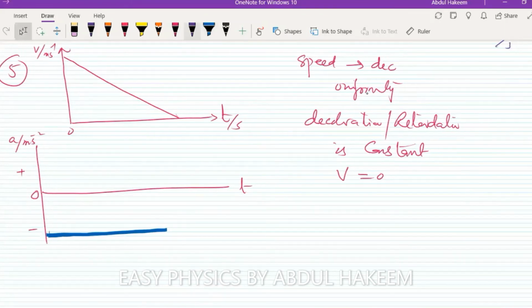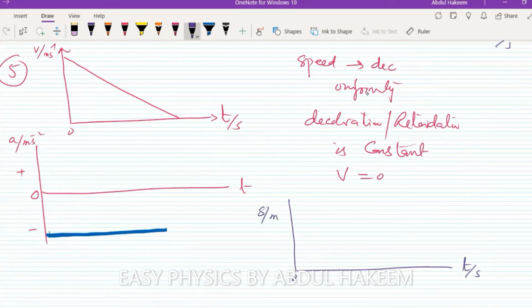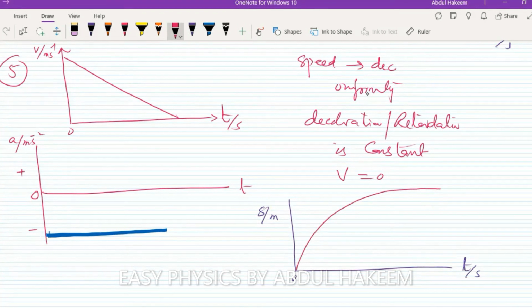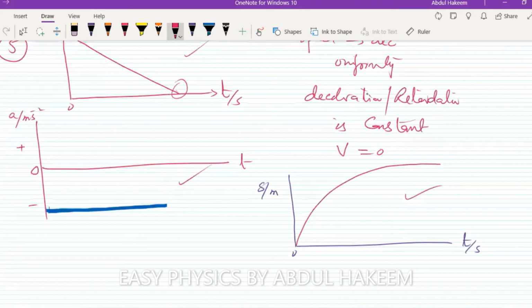And its distance-time graph. Look, the speed is decreasing, so we have to draw a decreasing gradient line, and the decreasing gradient line will be this. And finally, the gradient becomes 0, a horizontal line, because the speed is 0. So this is distance-time, this is acceleration-time, this is velocity-time.